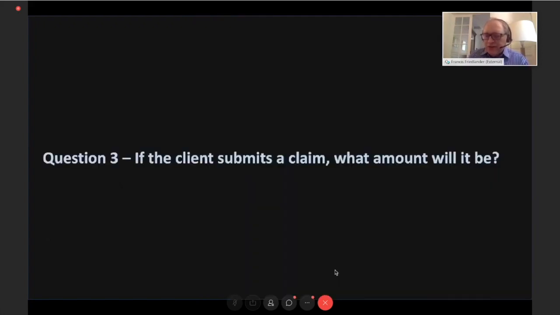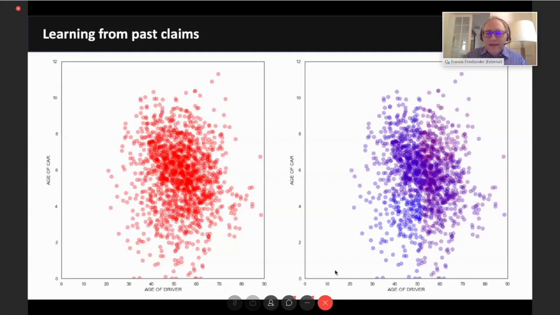Okay, and the last question is, assuming the client is submitting a claim, what will be the amount? Because at the end of the day, you want to compare amounts you have paid in claims versus the amount you got from people buying the insurance products. So on the left-hand side, this is still the red points, meaning all the clients who filed the claim. On the right-hand side, you have a color coding from blue to magenta, showing how much it was. And so, sorry, from magenta to blue, I should say.